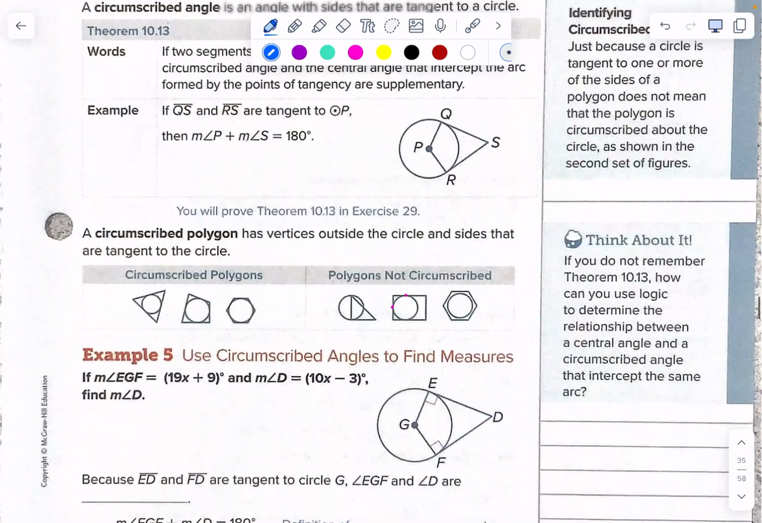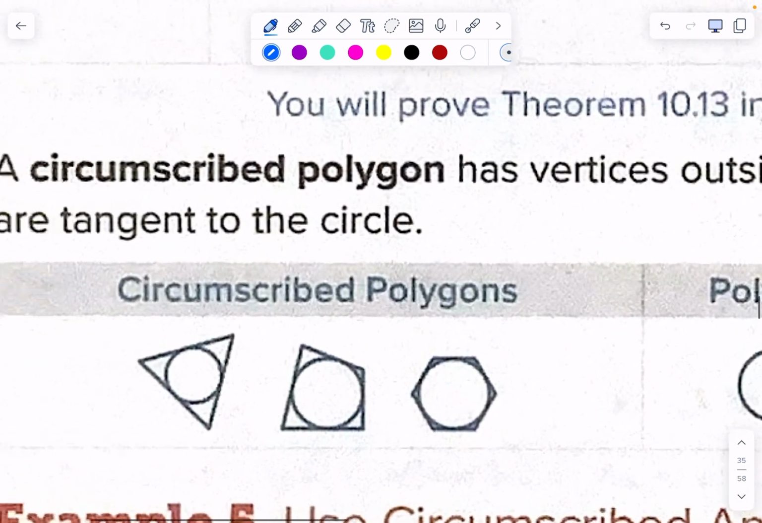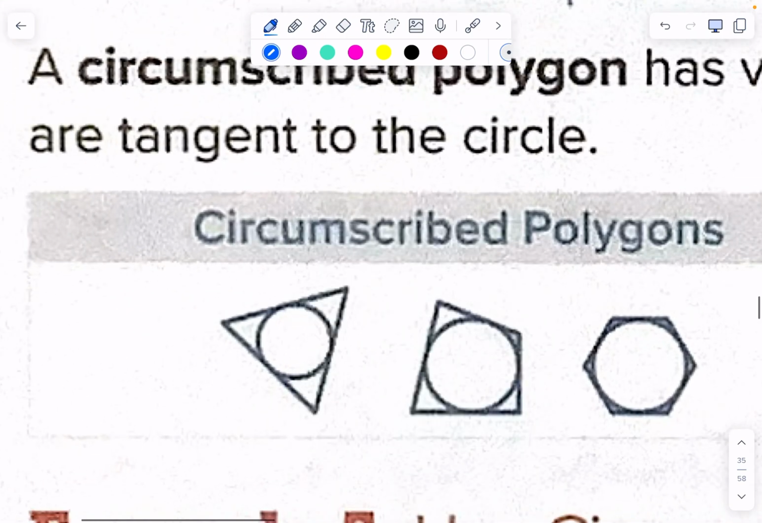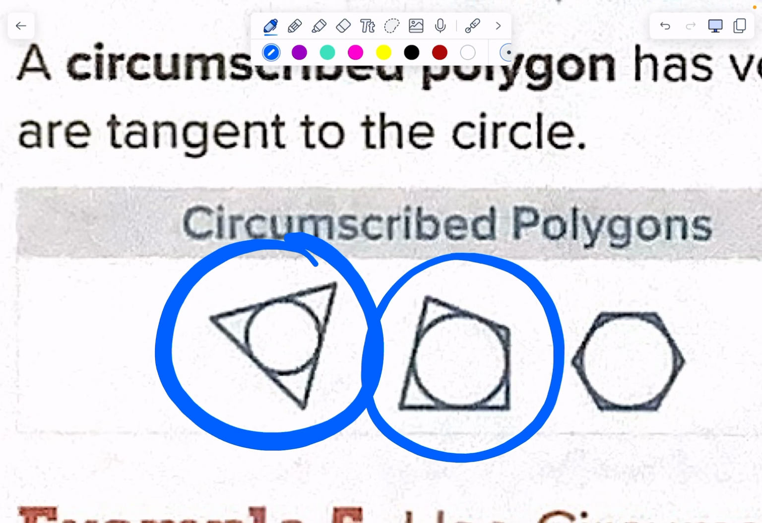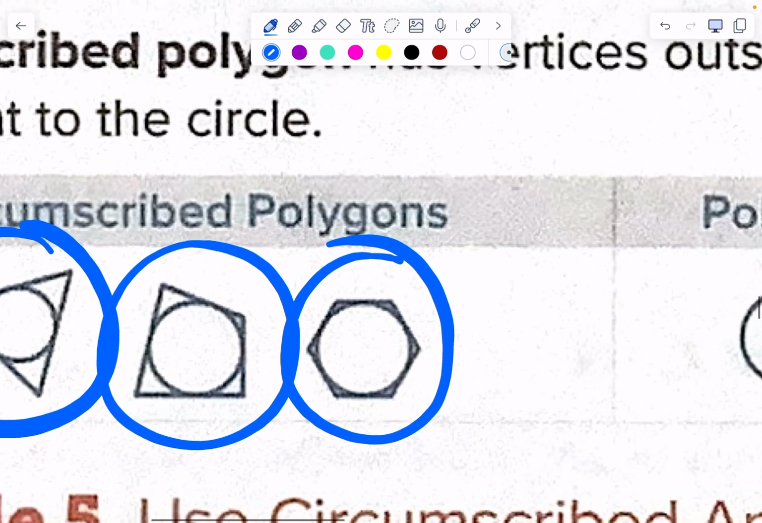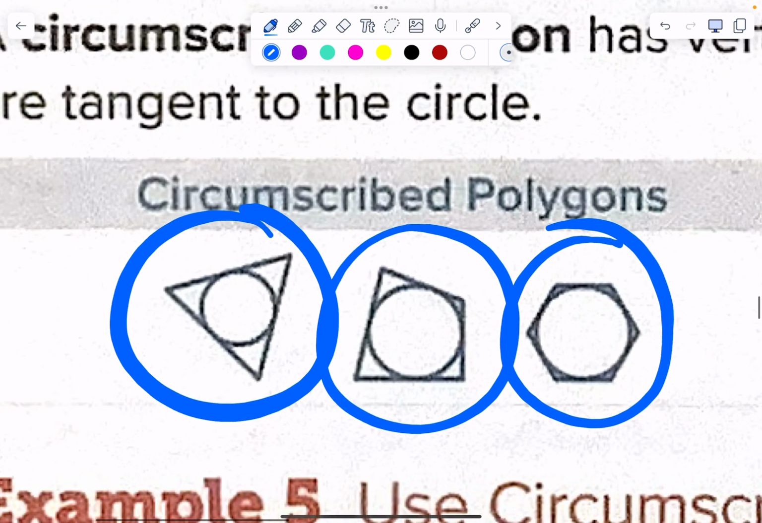Okay, let's bump back to example 5. Here are some examples of circumscribed polygons. The circle is inside of a triangle. The circle is inside of a four-sided figure, which is called a quadrilateral. The circle is inside of a hexagon. Now, when you're going through and doing each one of these, just remember, there's an ice cream cone, there's an ice cream cone, there's an ice cream cone, right? There's just a bunch of ice cream cones around it.